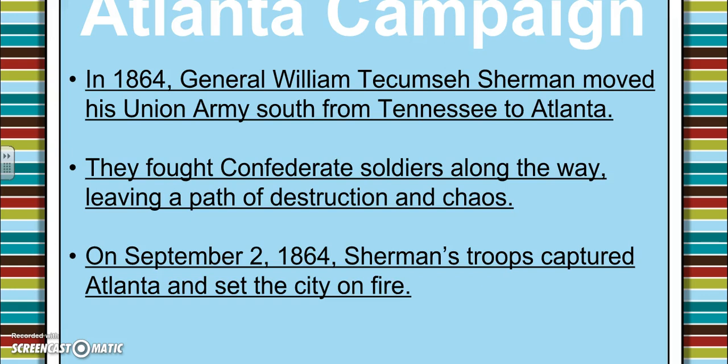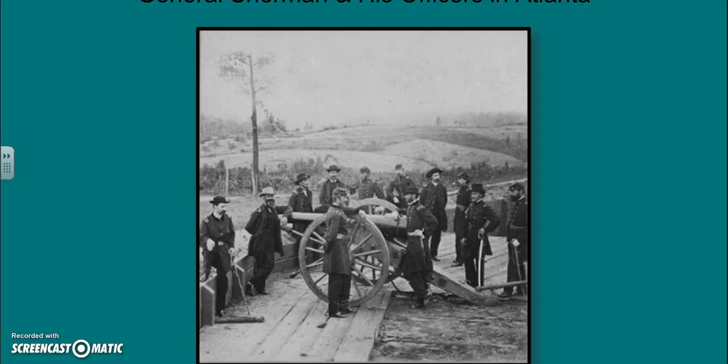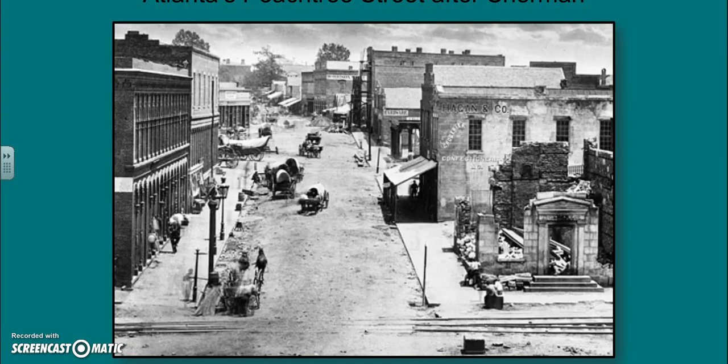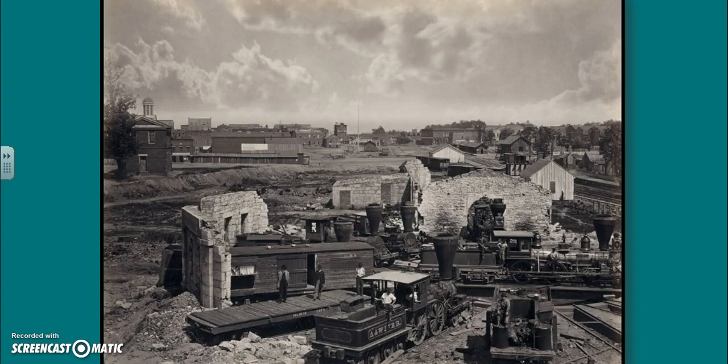The next thing in Georgia was the Atlanta campaign. We're introduced now to General Sherman. He is the Union general who will devastate Georgia. In 1864, General Sherman moved his Union Army south from Tennessee to Atlanta. They fought Confederate soldiers along the way, leaving a path of destruction and chaos. On September 2nd, 1864, Sherman's troops captured Atlanta and set the city on fire. It was important for them to destroy the railroads of Georgia, to cripple the economy of Georgia.